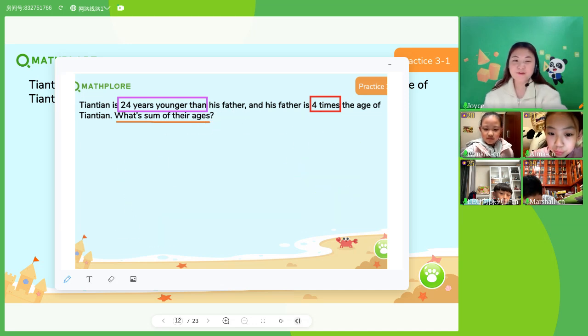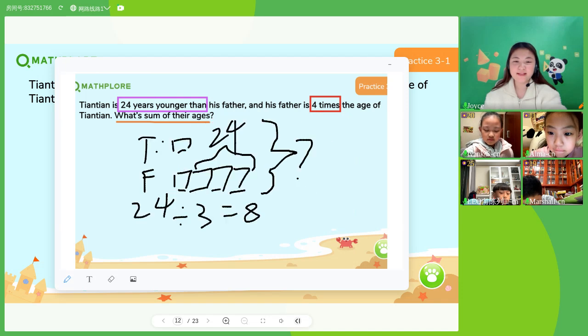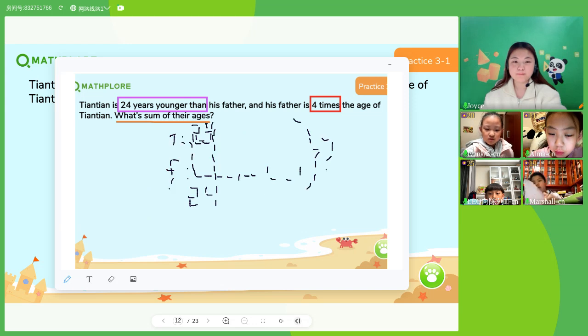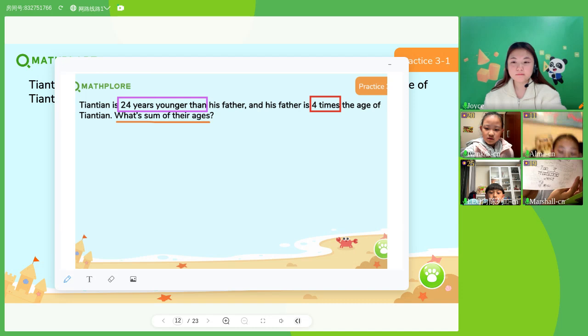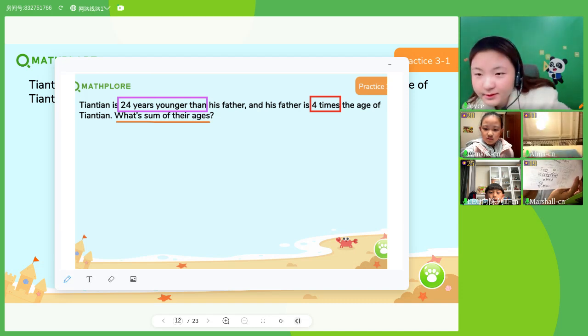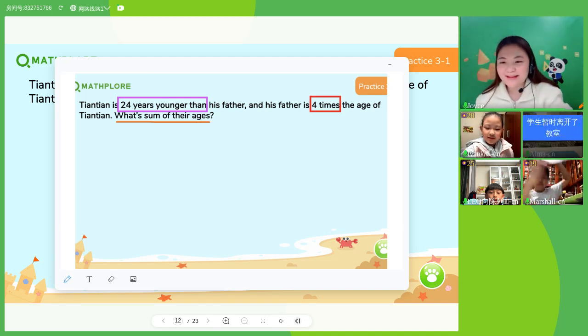Okay, so let's just wait for them for about 30 more seconds, okay? They're almost done. We have to find the sum of their ages, okay? Sum. Yes, Marshall. Okay, great. And we just need one last step, Marshall. We're finding out the sum of the ages. So it means after finding out the ages of them, you need to add them together to see the sum.